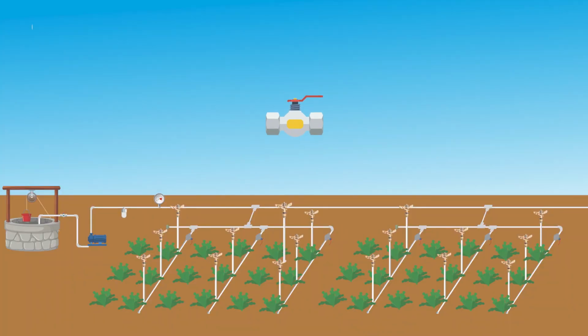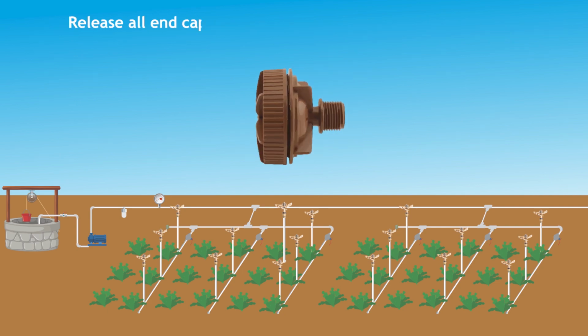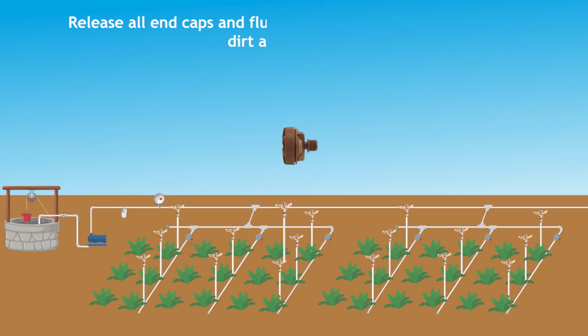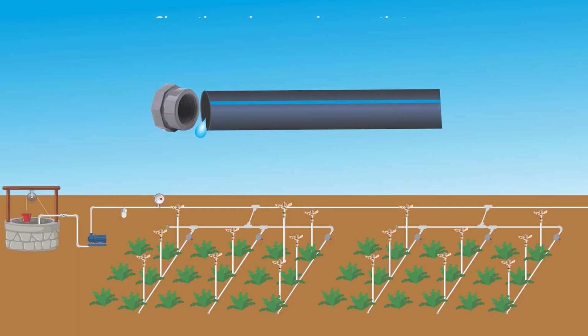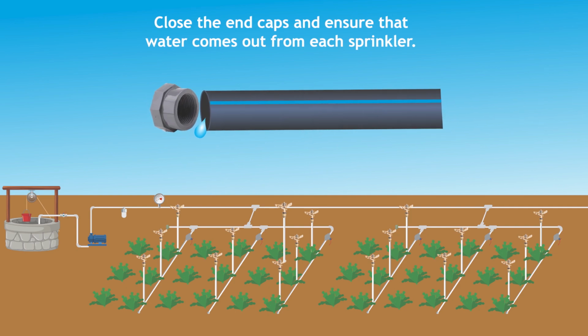Operation of a sprinkler irrigation system. To operate a sprinkler irrigation system, you need to follow these steps. So let's see what these steps are. Open the valve and start the pump to fill the pipes with water. Release all end caps and flush valves to clean the system of dirt and clogging. Open the control valve and let the water flow freely through the pipes for some time. Then close the end caps and ensure that water comes out from each sprinkler.